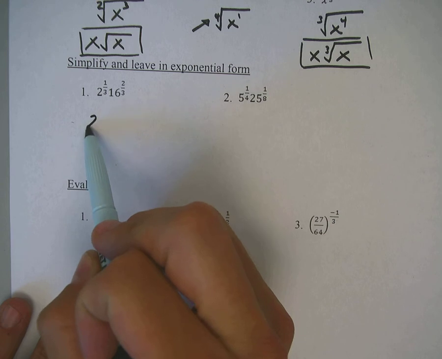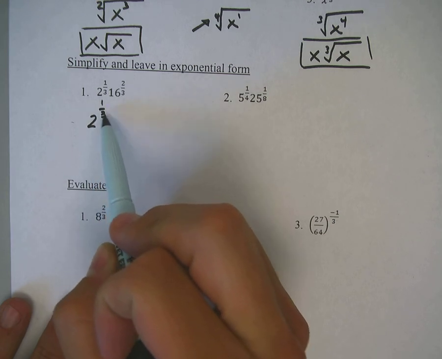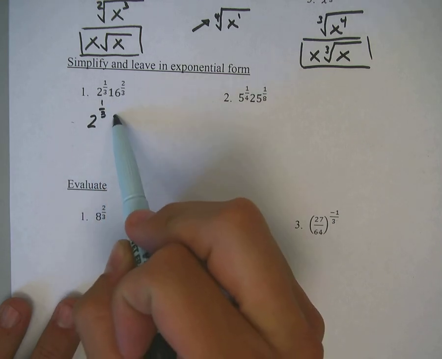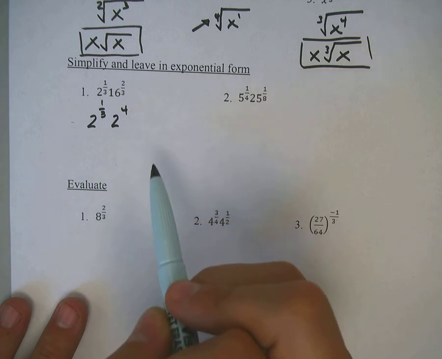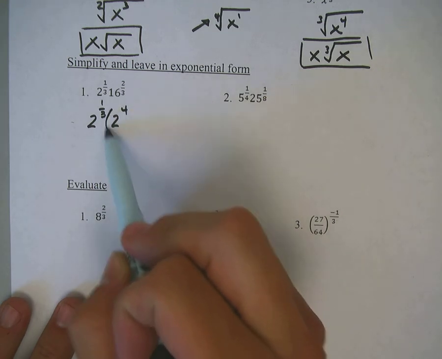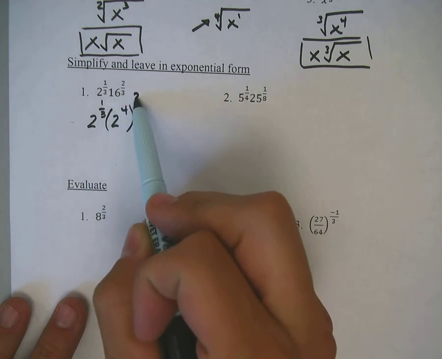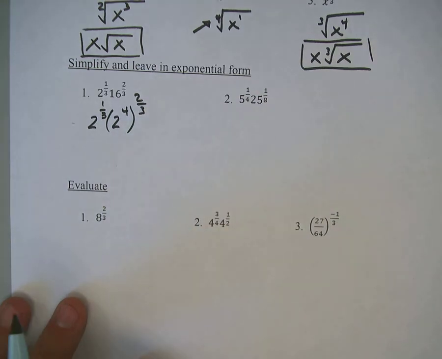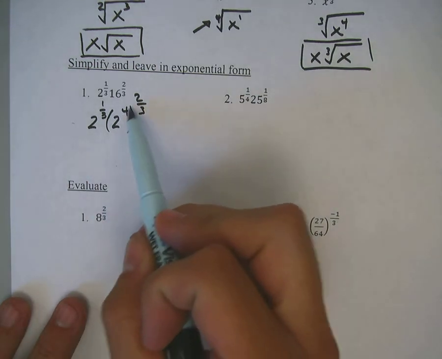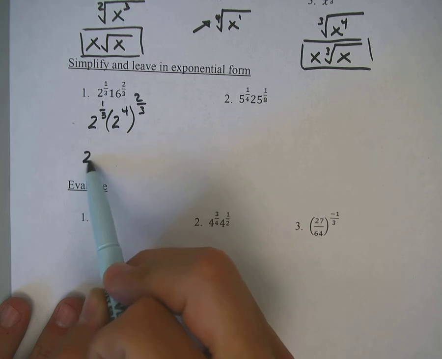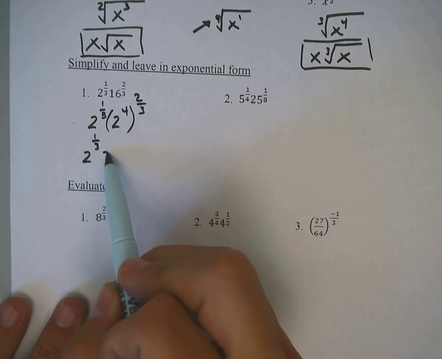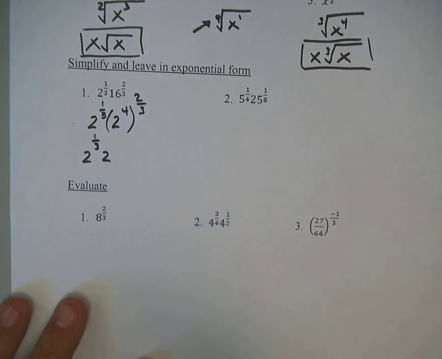So I can rewrite this. I'm going to rewrite it as 2 to the 1/3. This 16, I can write that as 2 to the 4th power. 2 to the 4th is the same thing as 16. Now it's all to the 2/3. And then the rules of exponents tell me that I should be multiplying those. So it becomes 2 to the 8/3.